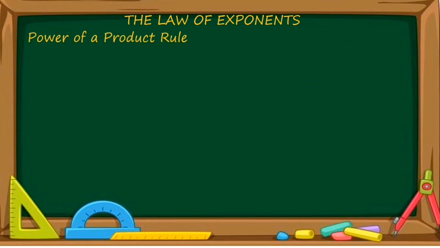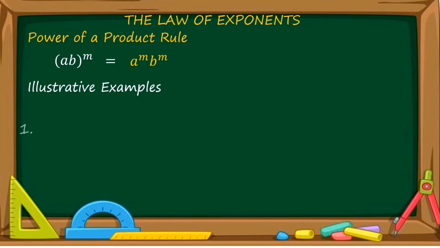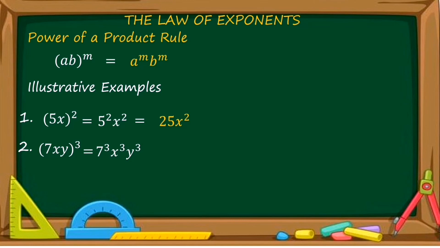Next, we have the power of a product rule. The quantity a times b, raised to m, is equal to a raised to m, b raised to m. Illustrative examples. Number 1, the quantity 5x raised to 2. Applying the rule, that is equal to 5 raised to 2, x raised to 2. The value of 5 raised to 2 is equal to 25, so therefore our final answer is 25x raised to 2.